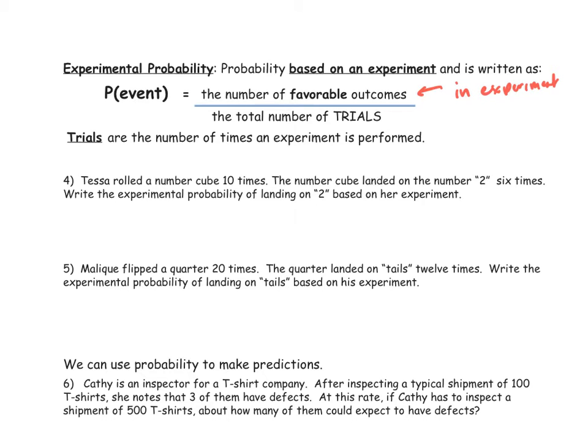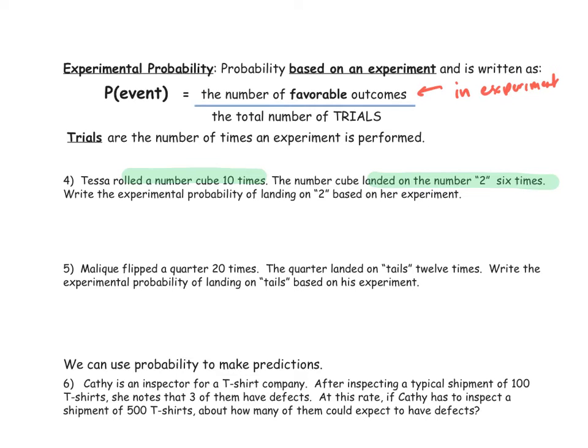So now let's go on to question 4. Tessa rolled a number cube 10 times. The number cube landed on the number 2 6 times. Write the experimental probability of landing on a 2 based on the experiment. So let's highlight several important things here. She rolled the dice 10 times, so that's the number of trials. It landed on the number 2 6 times, so that's the favorable outcomes.